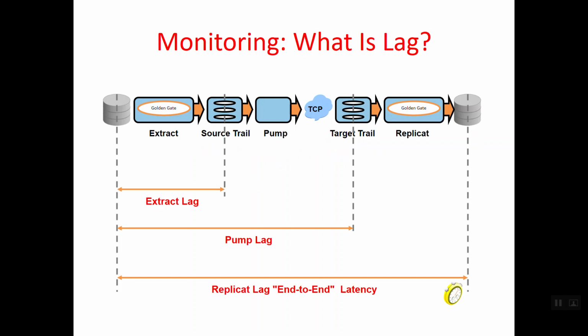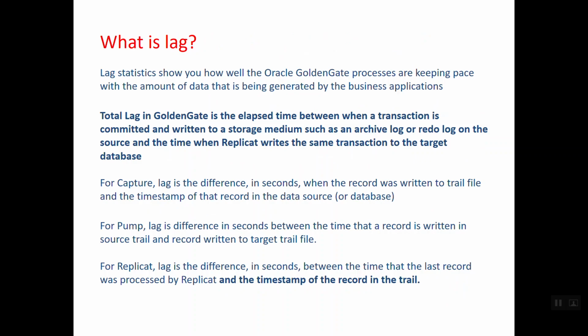The total lag of GoldenGate is the elapsed time between the transaction that is committed on the source server and the transaction that is committed on the target server. So the difference in the time would be the total lag. If a transaction is committed at 10 o'clock in the source system and the same transaction gets committed at 10:10 in the target system, the lag would be 10 minutes for that particular transaction, or maybe overall for GoldenGate. So that would be the lag time of GoldenGate.